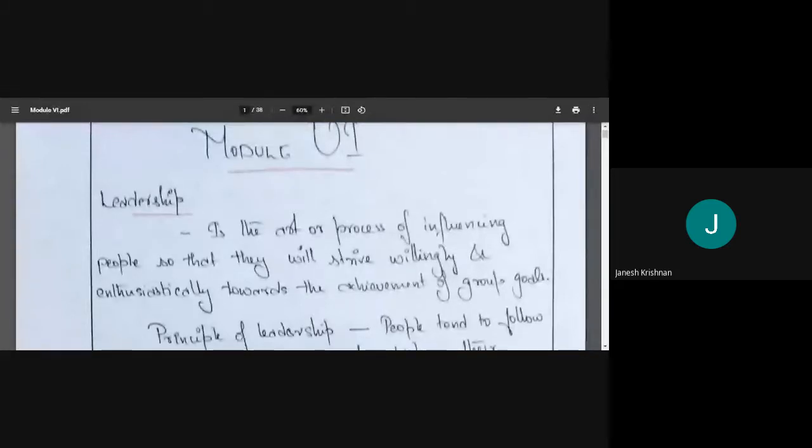try, and enthusiastically do things themselves towards the achievement of group goals. Okay, so there are many methods. One is I can make you do something out of fear. If I ask you to do something out of fear, you will be doing only the absolute minimum, only what is required for that particular thing.